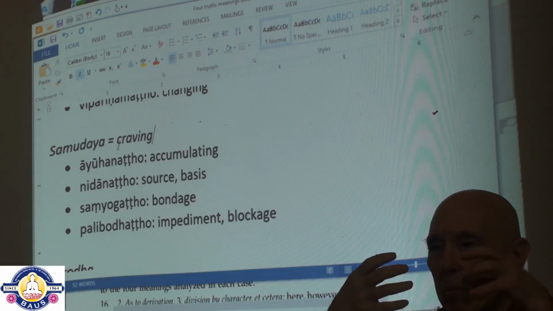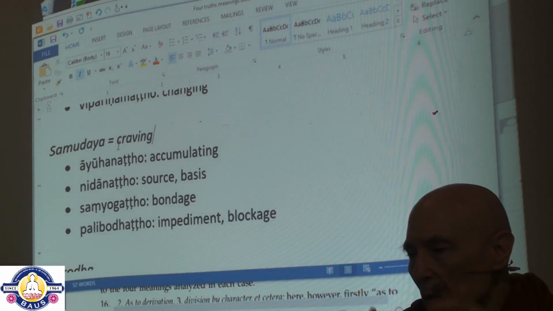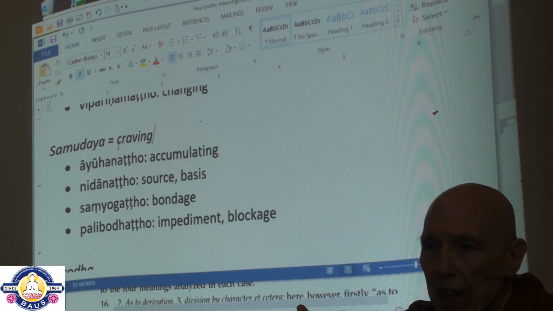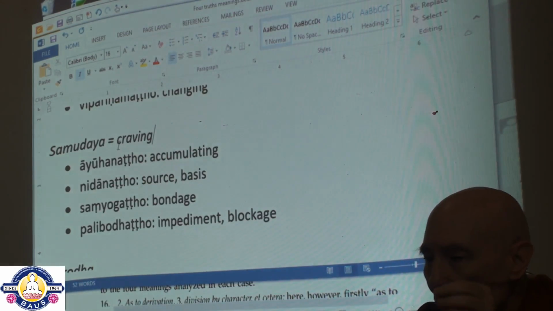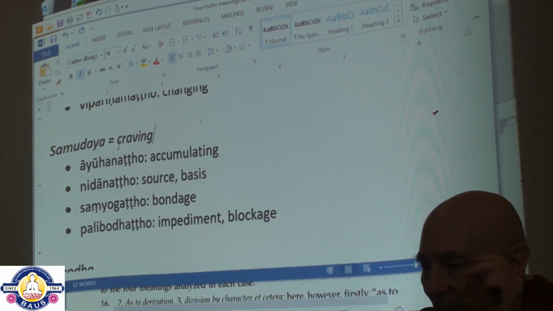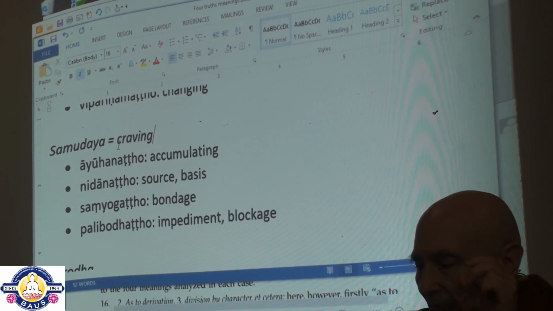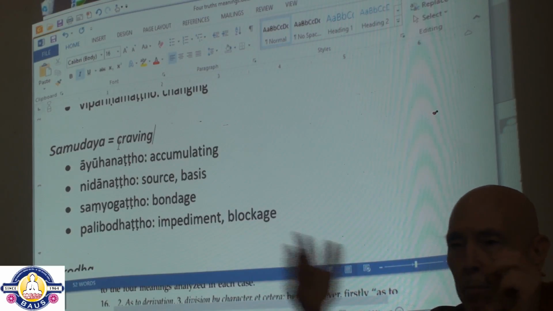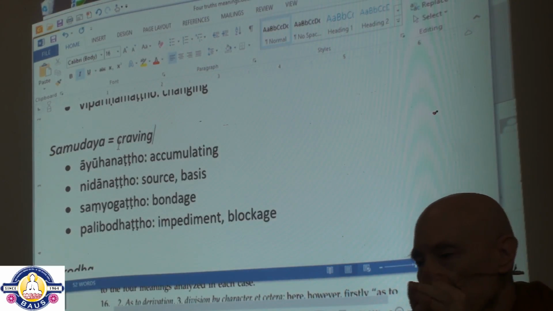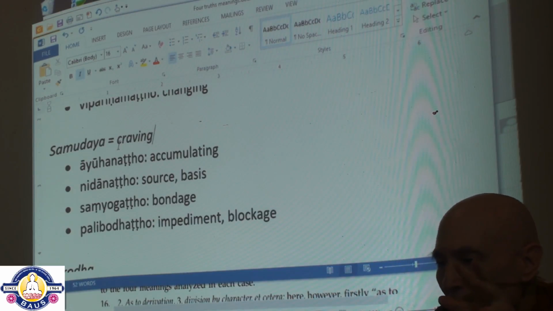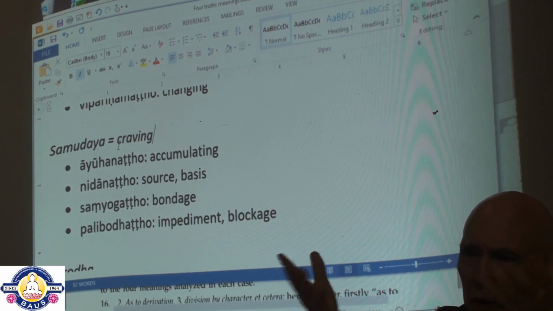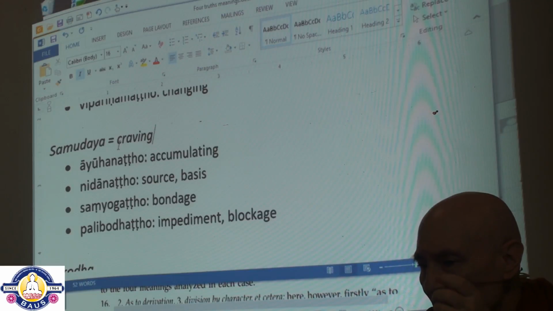And so, being in the grip of craving, one is bound by craving. One is in a state of bondage. And then the fourth aspect of samudaya is said to be palibodha. This is translated as an impediment or a blockage. So it seems bondage and impediment seem fairly similar in meaning.